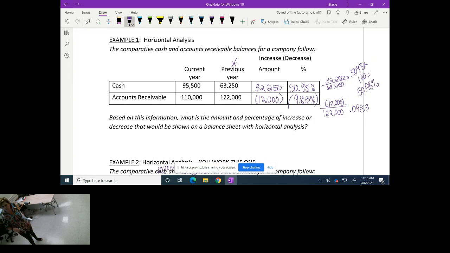So just as you're doing these calculations, and you're just doing one thing, make sure you're paying attention to what number of decimal places they want.